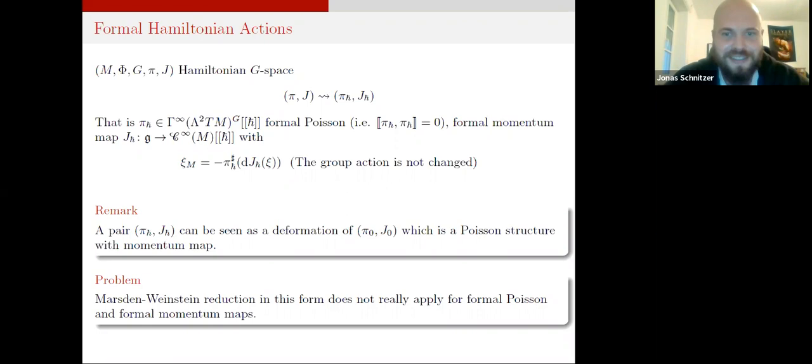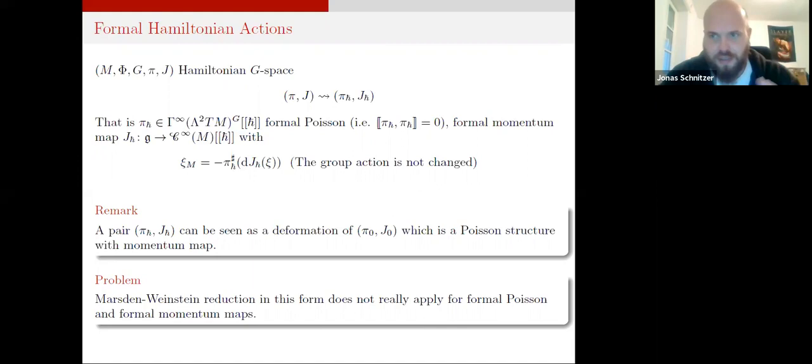So the point is, Marsden-Weinstein reduction doesn't really apply for formal Poisson, because we don't know what is the pullback of a formal Dirac, because we don't know what is a formal Dirac structure. So basically, this is the end of the story with the Marsden-Weinstein reduction. But we can, I will say this later.